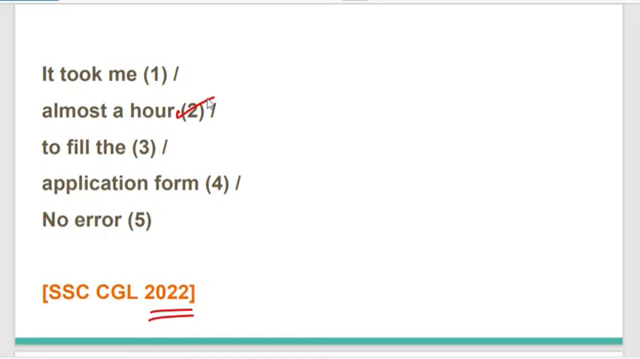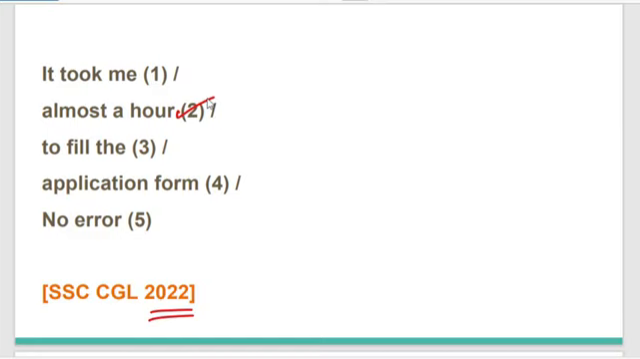I'm pretty sure you people are thinking, oh my god, this is such an easy question. How come such easy questions can come in SSC CGL? Don't worry. Actually, this kind of questions, easy and also difficult, both types of questions we often face in competitives. Now let's reread the sentence and let me tell you why.